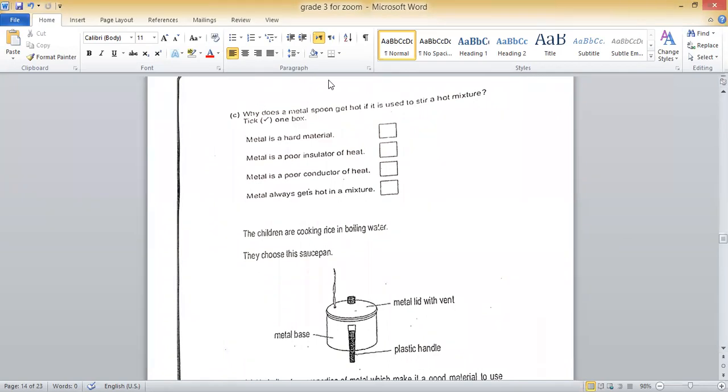Why does a metal spoon get hot if it is used to stir a hot mixture? Pick one box. Metal is a hard material. Metal is a poor insulator of heat. Poor insulator means conductor. Metal is a poor conductor of heat. Poor conductor means insulated. Metal always gets hot in a mixture. The answer will be that metal is a poor insulator of heat. It means that metal is a conductor of heat.